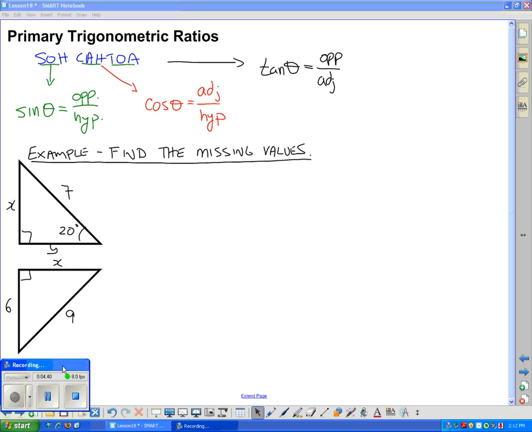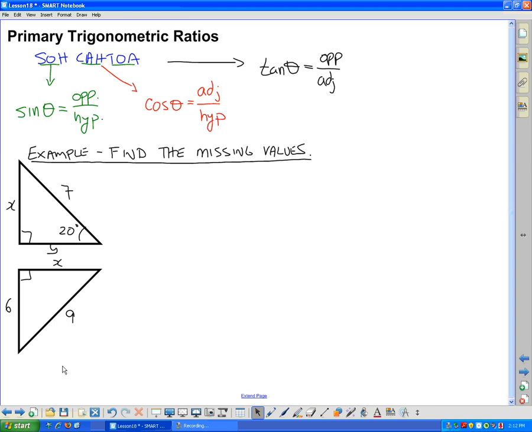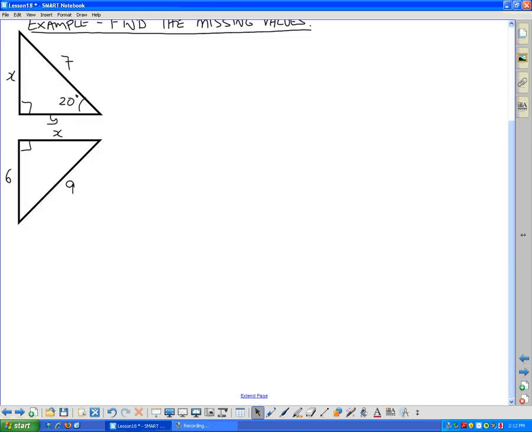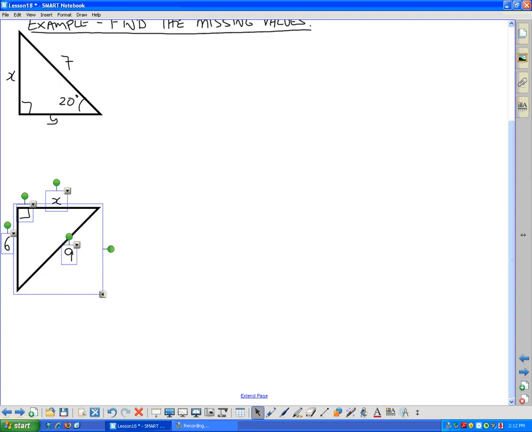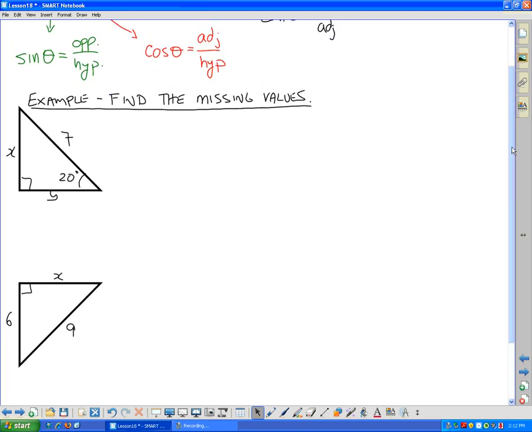So I have two examples set up here below, and I want to find the missing values. So what I might do, I'm just going to move this down and give me a little bit more space. You should be fine with the space given. So the first triangle here, I find my reference angle. So this is my reference angle right here. So everything's labeled accordingly. So please remember that the longest side of the right angle triangle is your hypotenuse. The side that is opposite of your angle is the opposite side, and the last side is adjacent.